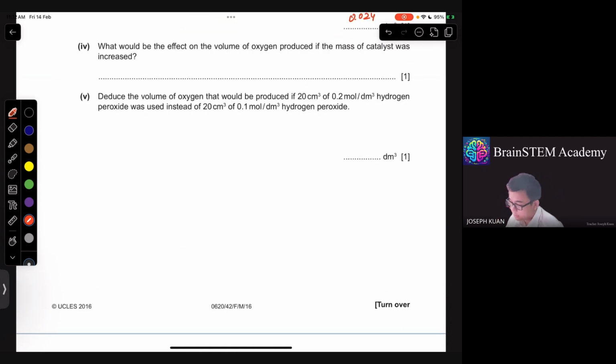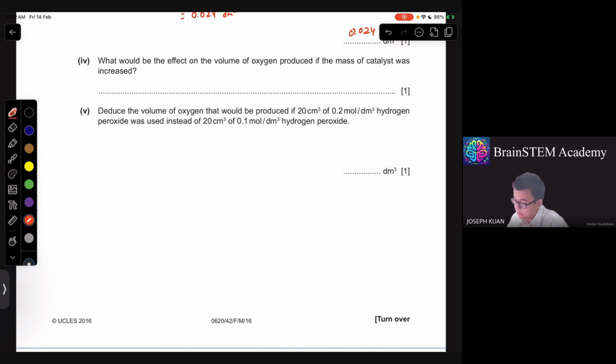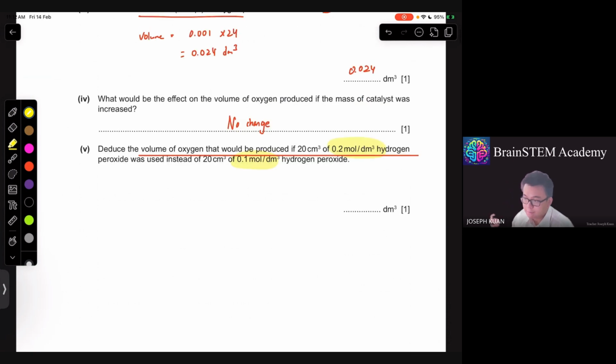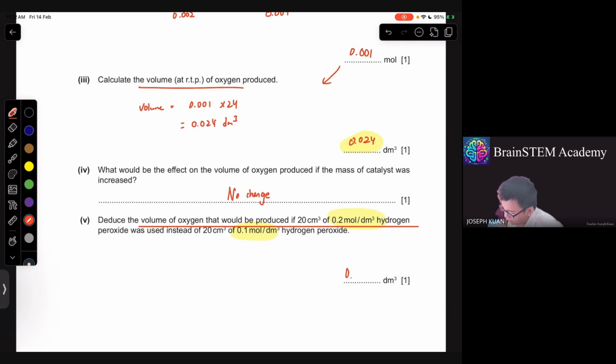Next, what will be the effect on the volume of oxygen produced if the mass of catalyst was increased? Now, that will have no change as you are not increasing the amount of reactants here. Deduce the volume of oxygen that would be produced if 0.2 mole per cubic decimeter of hydrogen peroxide was used instead of 20 cubic centimeters of 0.1 mole per cubic decimeter hydrogen peroxide. We are doubling the concentration, which means that we are doubling the moles. So in that case, you should form double your previous answer, 0.048, because you're doubling the moles of the reactant.